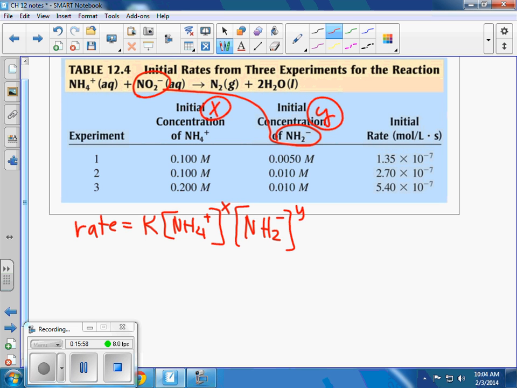So what we are always going to do, and this is what we're going to do in lab 2, is hold one variable constant so that we can study the other one. If I want to figure out what X is, do you see how this is held constant and this is held constant, right? So which experiments am I going to focus on? 2 and 3. Because this is held constant, this is changing, so I can figure out what NH4 is.